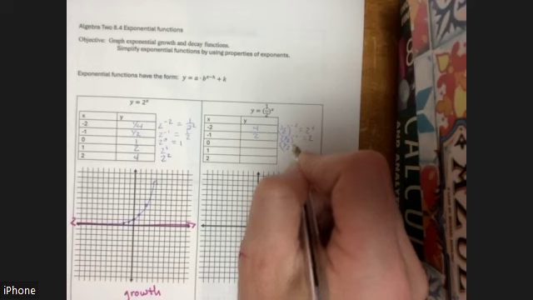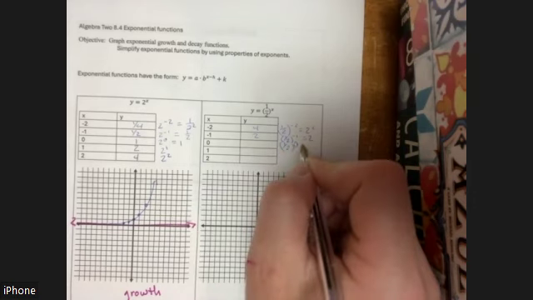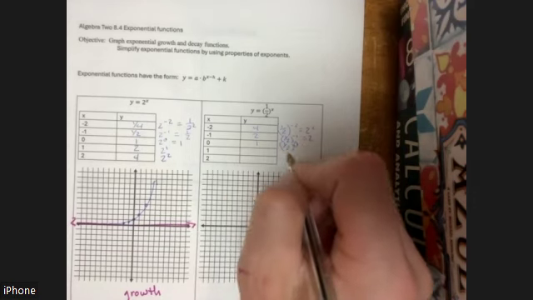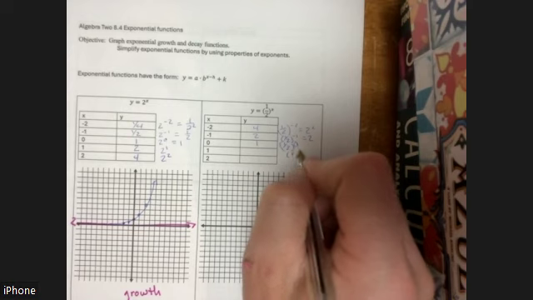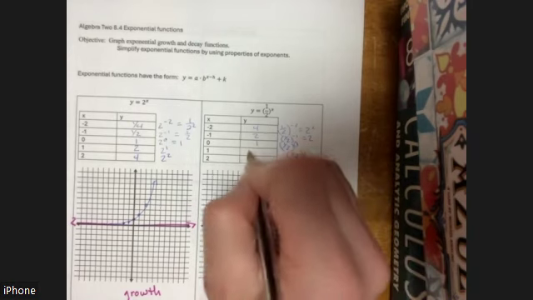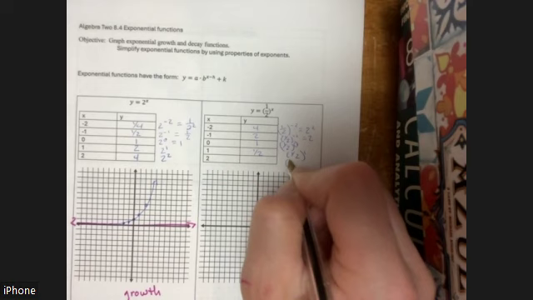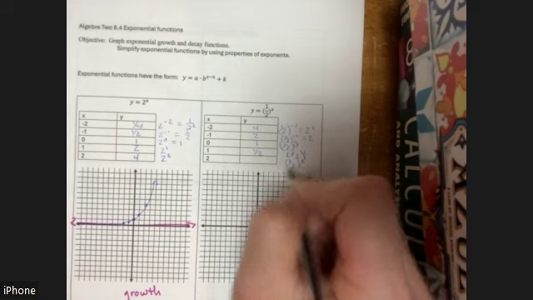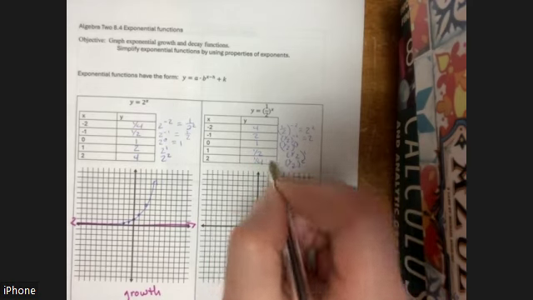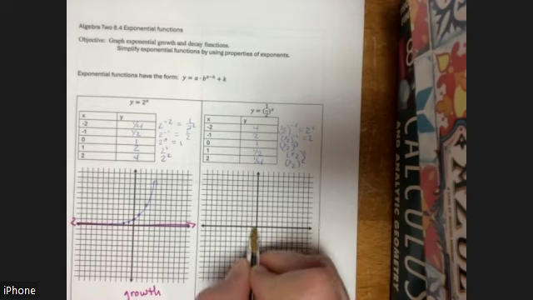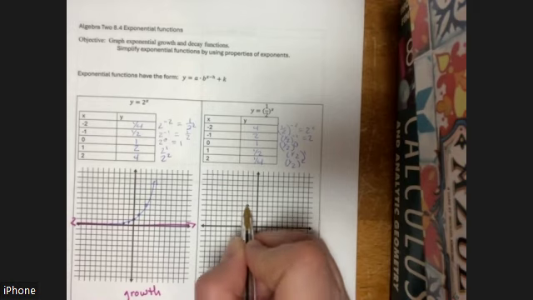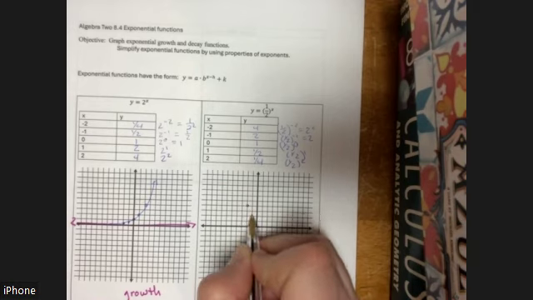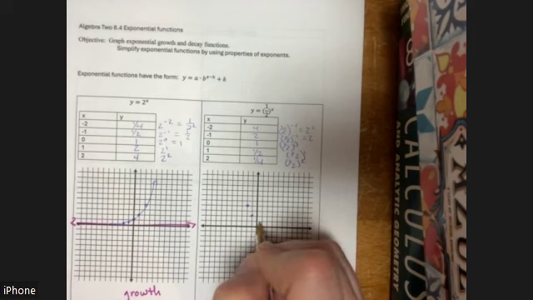1/2 to the 0, I'm plugging in 0. Anything to the 0 is 1. 1/2 to the exponent 1 is 1/2. 1/2 to the exponent 2 is 1/2 times 1/2, which is 1/4. So let's plot these. I have -2, 4; -1, 2; 0, 1; 1, 1/2; and 2, 1/4.